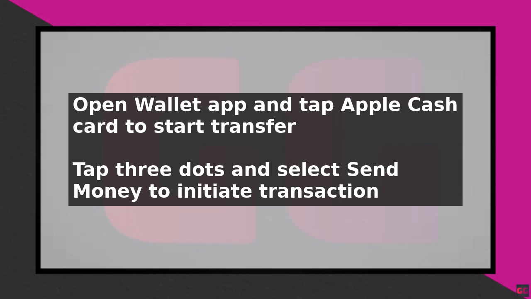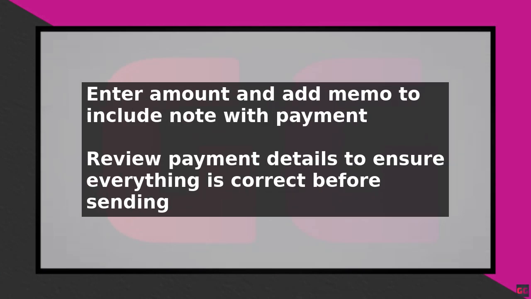You can send money to someone using their email address, phone number, or by asking Siri to send money to one of your contacts. Enter the amount you want to send and add a memo if you want to include a note with the payment. Review the payment details to make sure everything is correct. Then tap Send. You will be prompted to authenticate the transaction with Face ID, Touch ID, or your passcode.